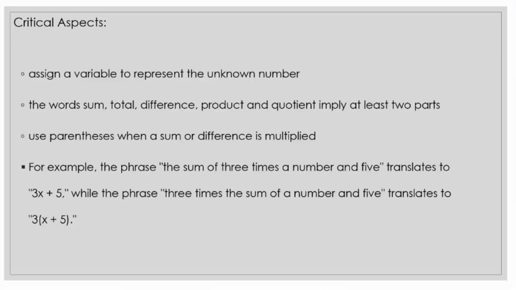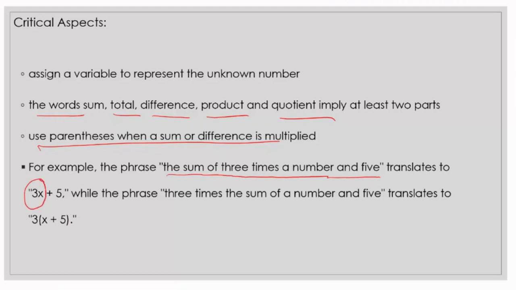And then you've got words like sum or total or difference or product. As I had on the previous slide, I have sensitized you to that common language. And then parentheses, that will be brackets. And here's an example: a phrase, the sum of 3 times a number and 5, translates to a sum of 3 times a number. This is 3 times a number. When we are saying a sum, you are going to add 5. So here you are translating a word problem into an algebraic expression.